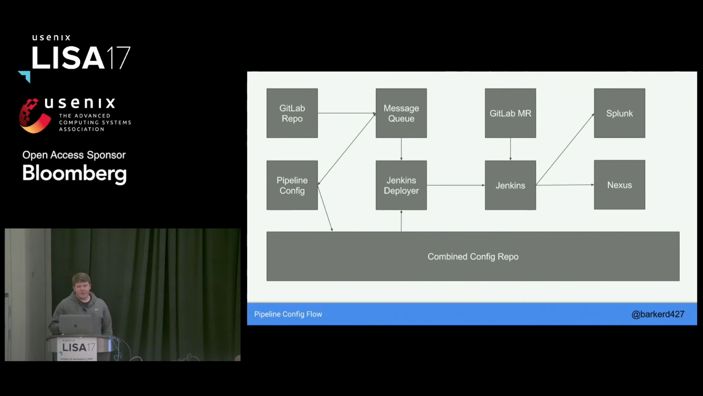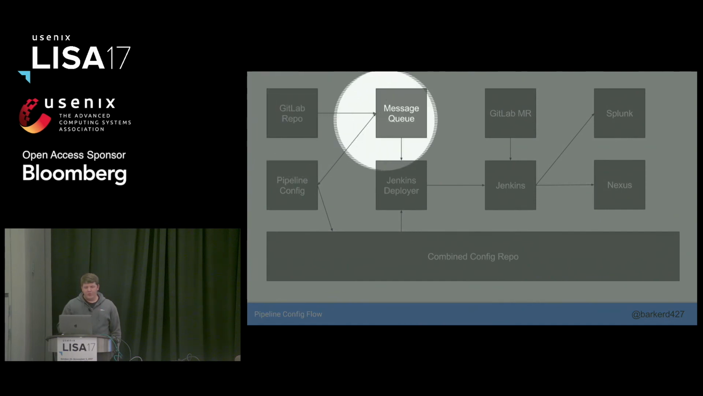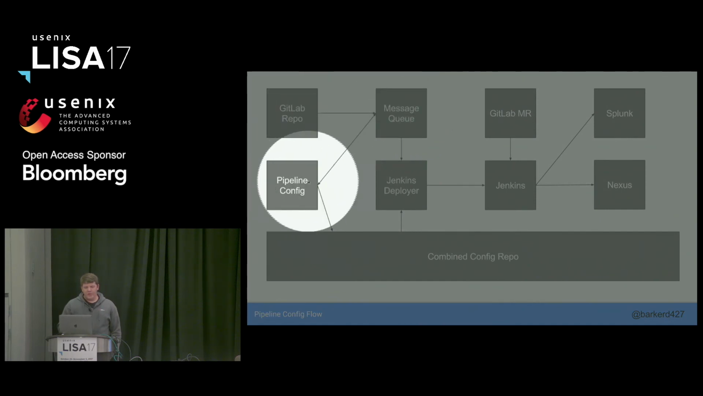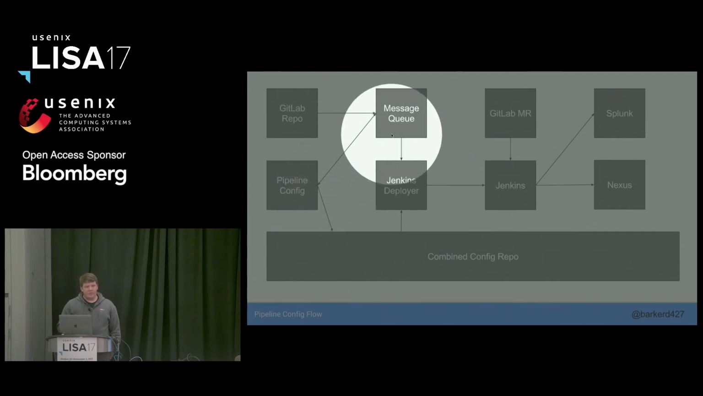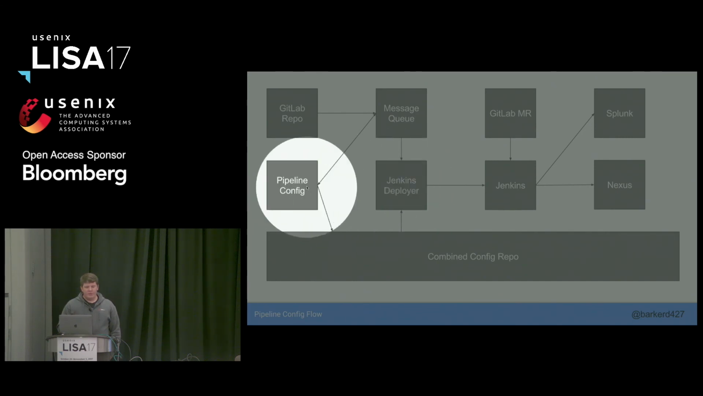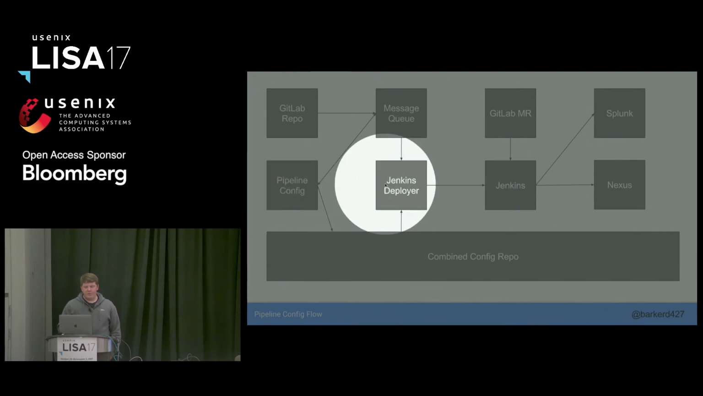So for each one of these pipelines, we have the GitLab repo that does the merge request that goes into Kafka, and then it goes into this pipeline config that gets into this combined repo, and then the pipeline config builder puts this back into another Kafka queue, and that gets to, in this case, a Jenkins deployer. But we could have a different pipeline config builder that writes something out for Concourse or something else, and then that gets into a different system, and then we have a Concourse deployer.